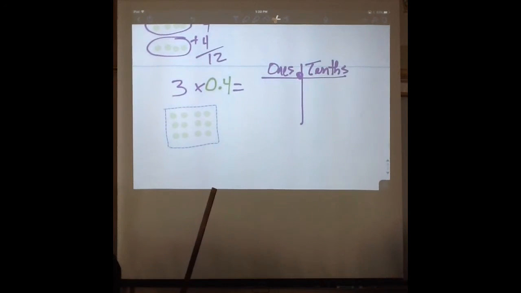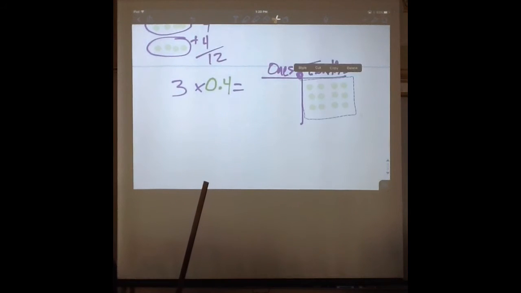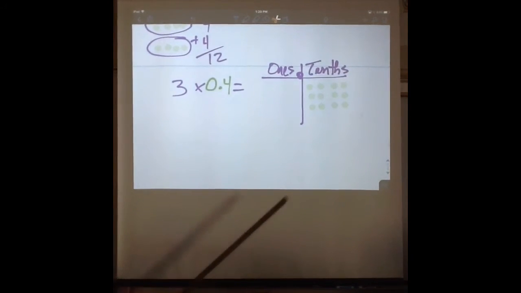Okay. I wonder if I can cut this and just move it. That'd be cool if I could. Let's see if it'll work. Boom. That's cool. Cool, huh? So I have what? I have 12 tenths, right?